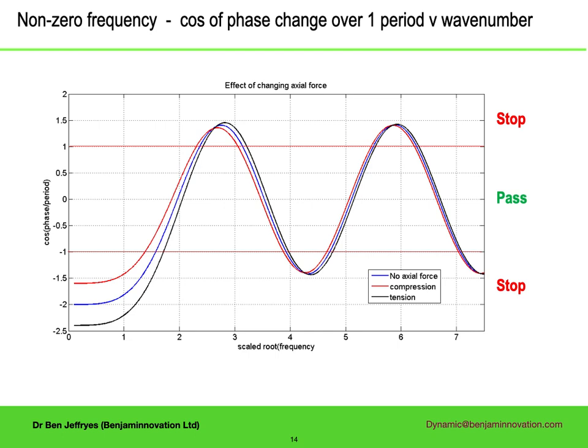The cosine of a one-period phase change against root frequency, showing no axial load, and also the effects of some compression and some tension. At high frequencies, they all merge, but at the origin, with tension there is more decay from one section to the next, with compression less decay, and the width of the first stop band is correspondingly wider or smaller.